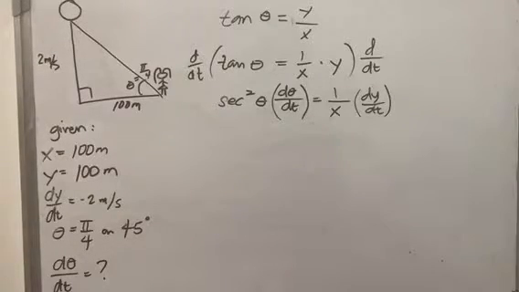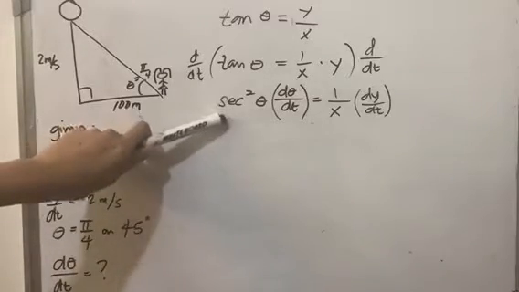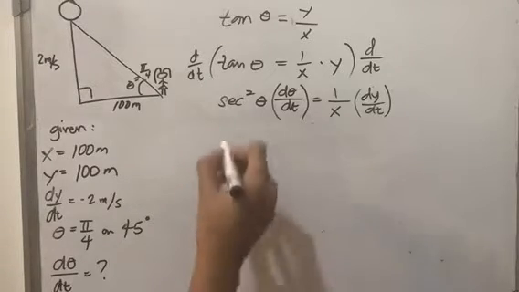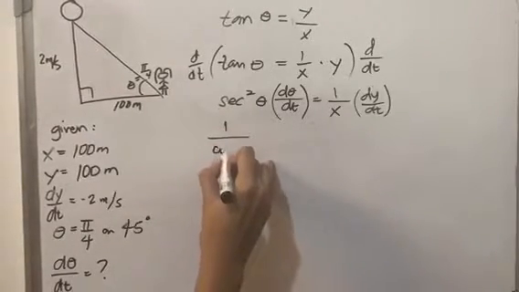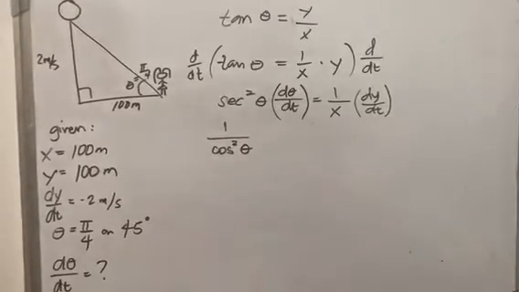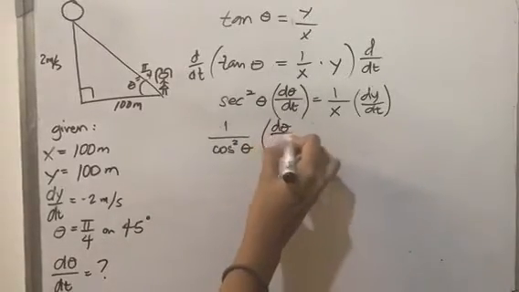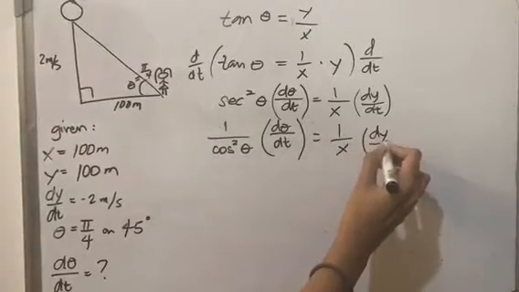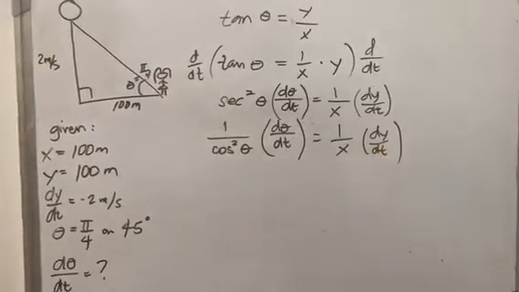Okay. Now again, before proceeding, notice that secant is not found in the calculator. Always remember that secant is the reciprocal of cosine. So secant is equivalent to 1 over cosine. In this case, there's a square, so we should also square it. Now everything would still be the same. So now we can input the values and find d theta over dt.